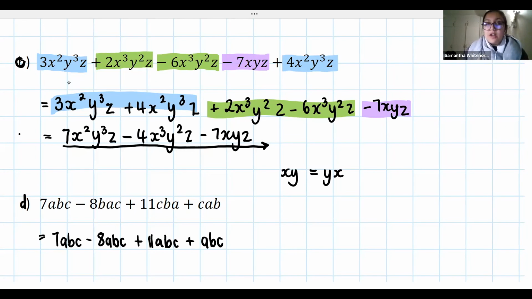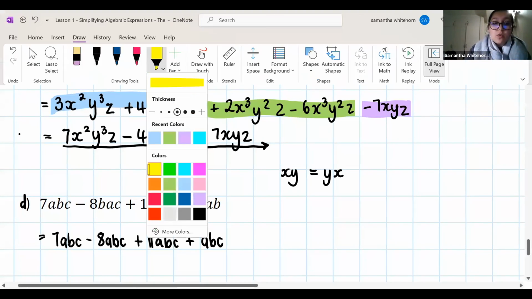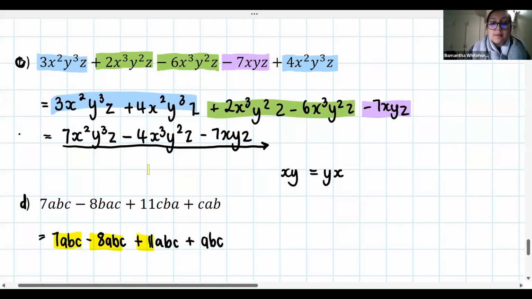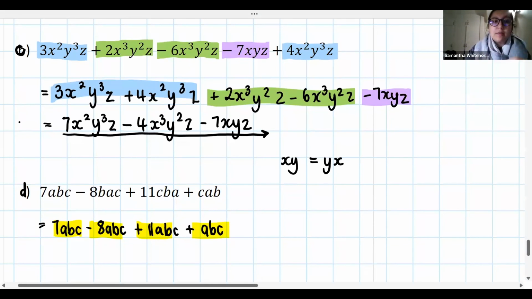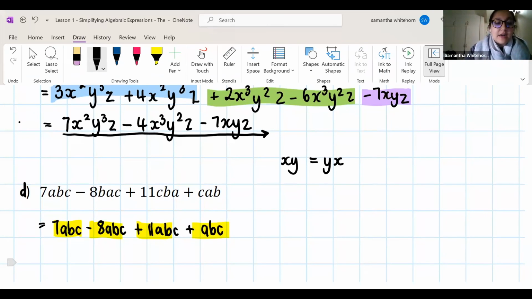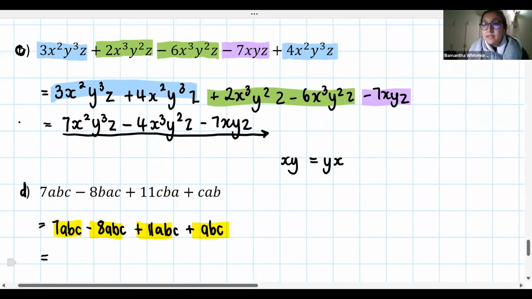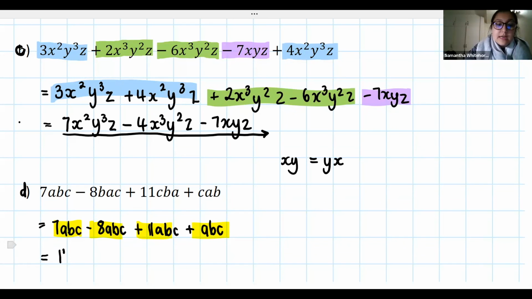Because it's all in alphabetical order, hopefully what you can now see is that they're actually all like terms. They all contain ABC with exponents of 1. And so what that means is you can just add all of them. 7 minus 8 is negative 1. Negative 1 plus 11 is 10. 10 plus 1 is 11. So we get 11ABC. They were all like terms. They all had the same variables and the same exponents. No problems.